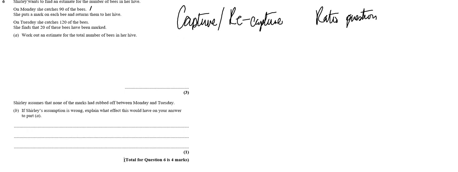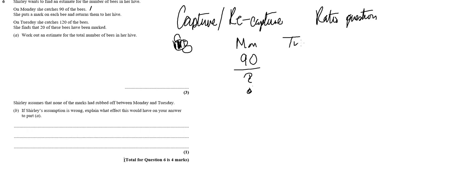So it says Shirley wants to find an estimate for the number of bees in the hive. So there's our bee. On Monday, she catches 90 of these bees. Out of, we don't know, because we don't know what the overall population is. Now, she puts a mark on each bee and then returns it to the hive.